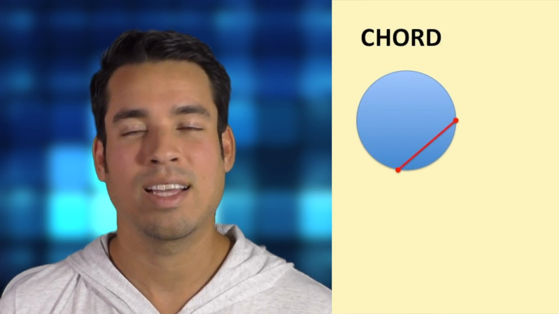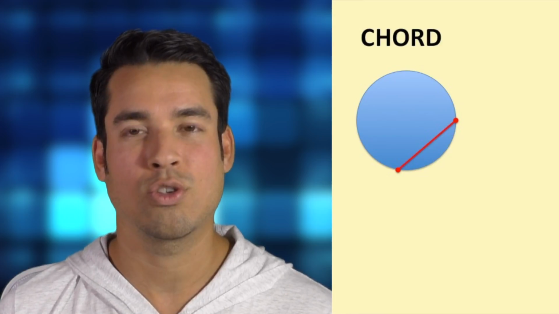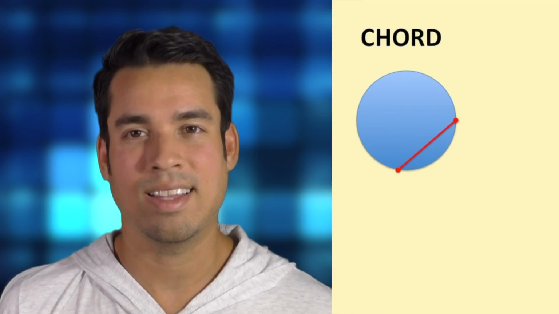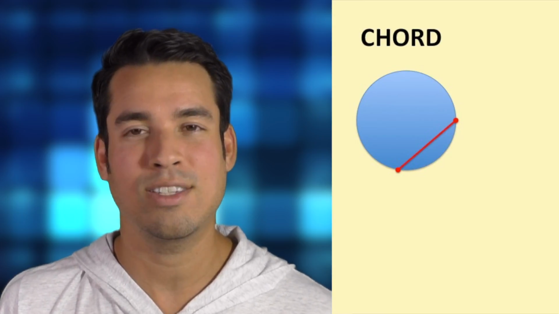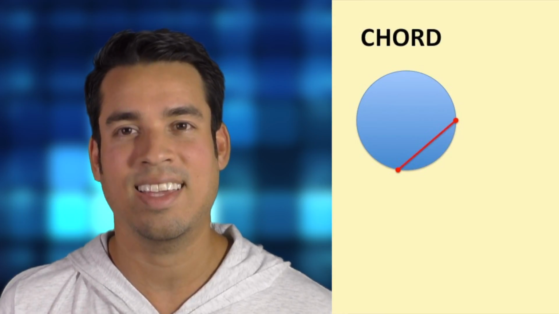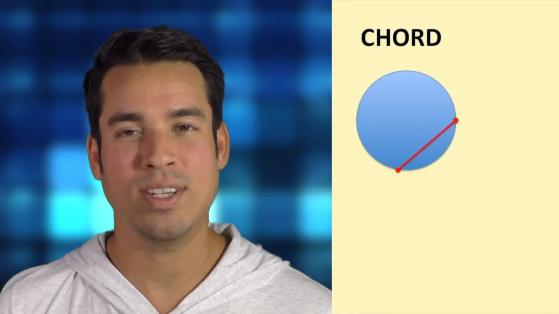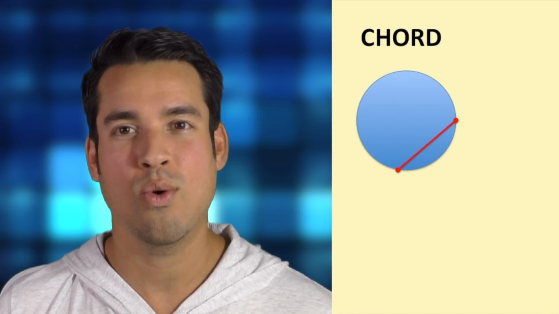The next definition to be familiar with is a chord. So what is a chord? A chord is simply a line segment that goes from one outer edge of the circle all the way to another. But the distinction between this and a diameter is that a chord doesn't necessarily have to pass through the center. It can, but it doesn't have to, which means that a diameter is indeed also a chord.